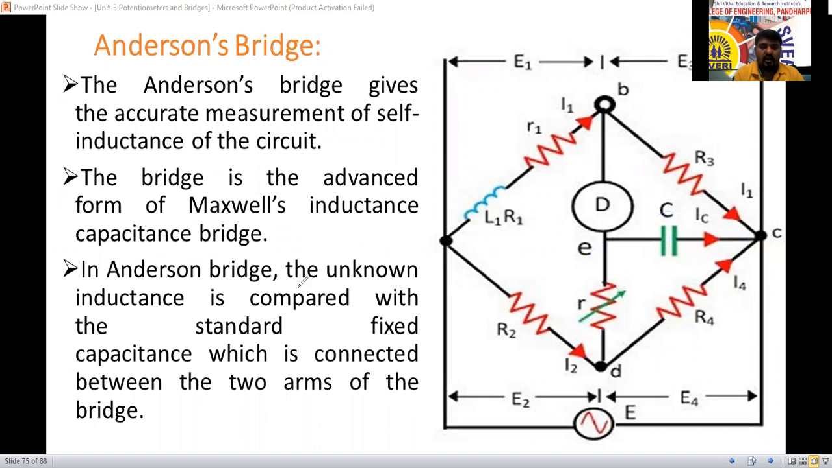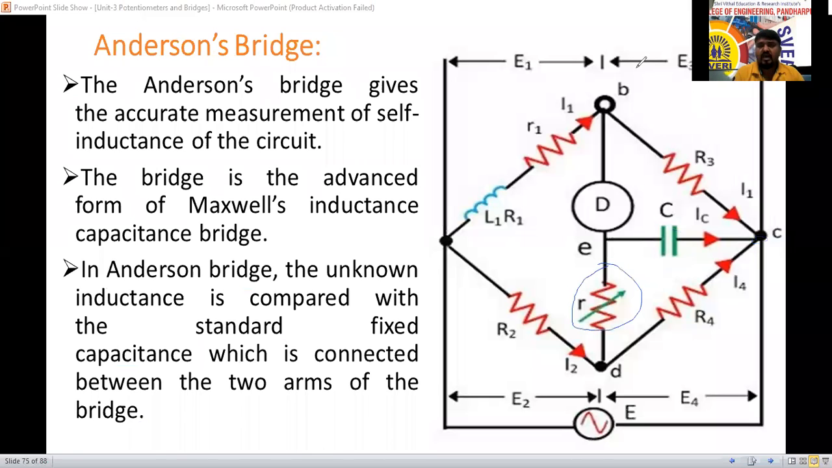So in the Anderson bridge, the unknown inductance is compared with the standard fixed capacitance, which is connected between two arms of the bridge, that is C and D, like this. So it looks like a parallel path to R4 only, right? Yes or no? A parallel path to R4, same like the Maxwell inductance capacitance bridge. We can check that. The only value that is increased is R1. This resistance R we have increased over there.